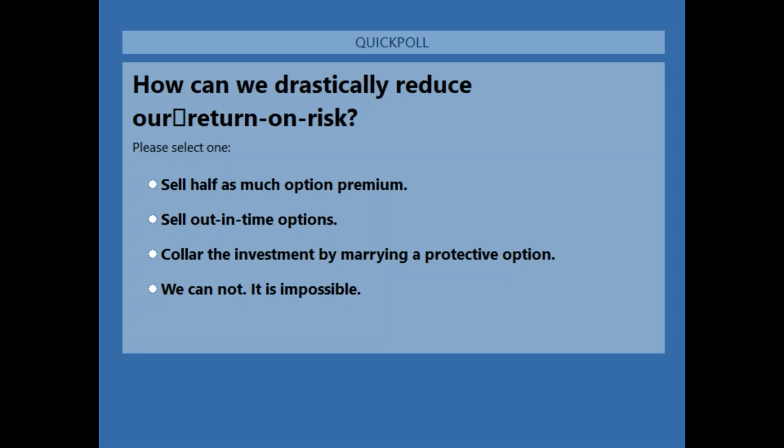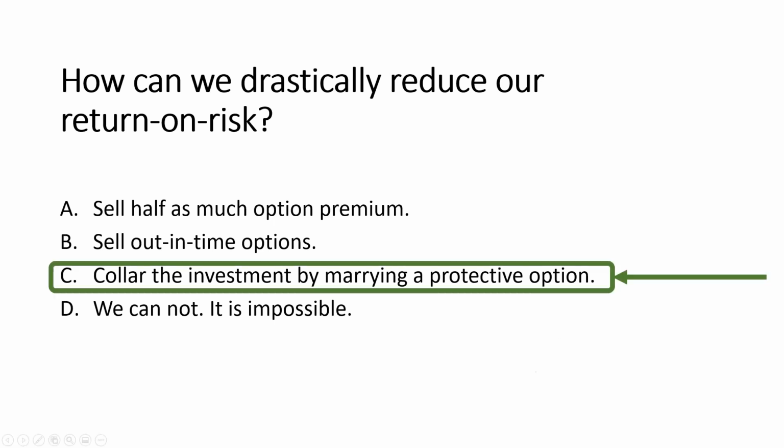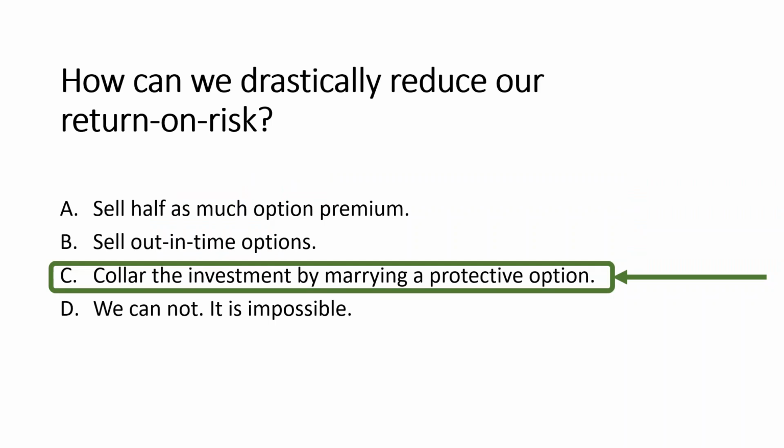I'm going to give you about 5 more seconds to click on the screen, pick an answer. I'll give you 3. I'll give you 2. I'll give you 1. Let's see how many people pick collar the investment by marrying a protective option. Almost all of the people who answered. That's fantastic. Let me show you a real live example.